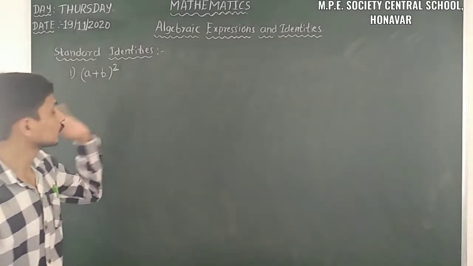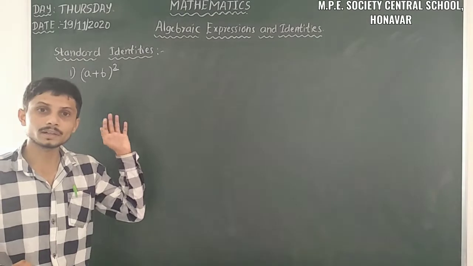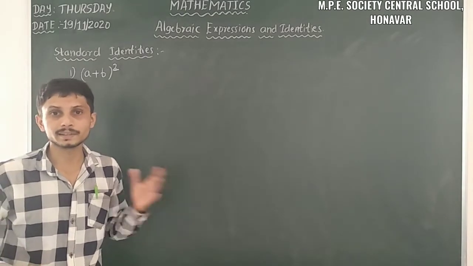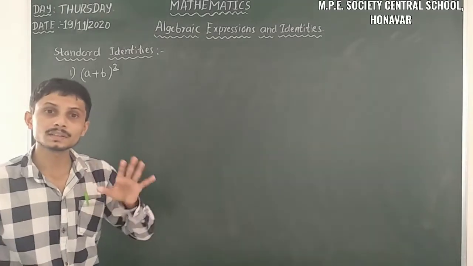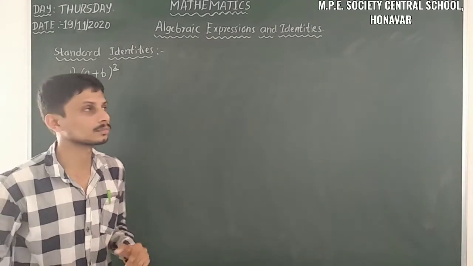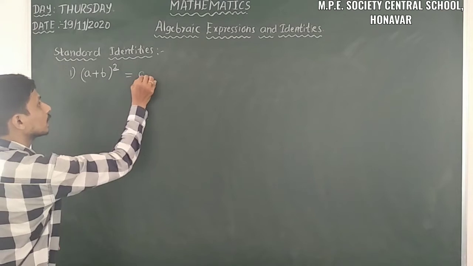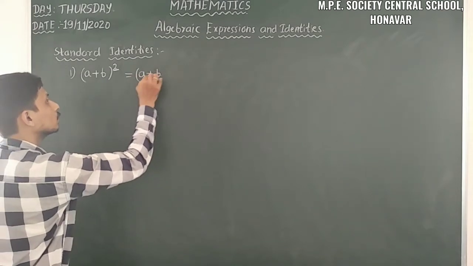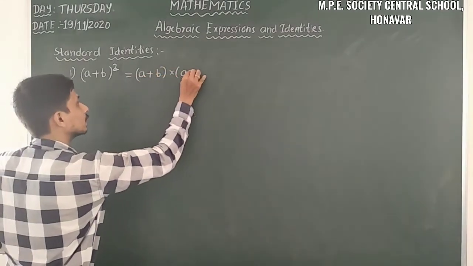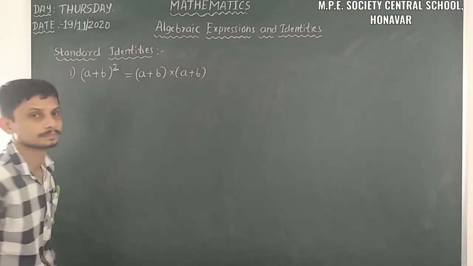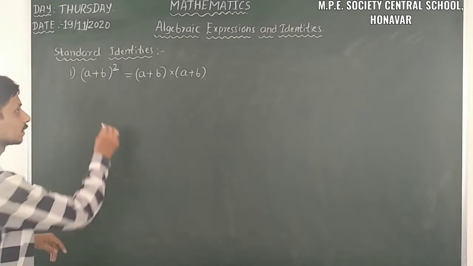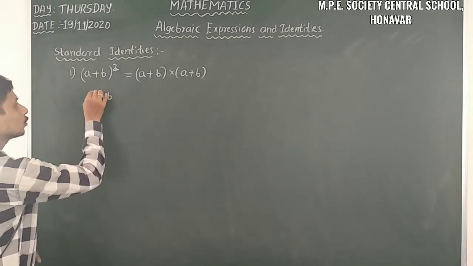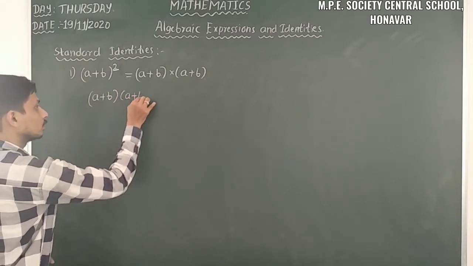So here a plus b whole square. Square means the multiplication of two identical terms. Let us take it like that: a plus b into a plus b. Here we have to solve this, that is a plus b into a plus b.